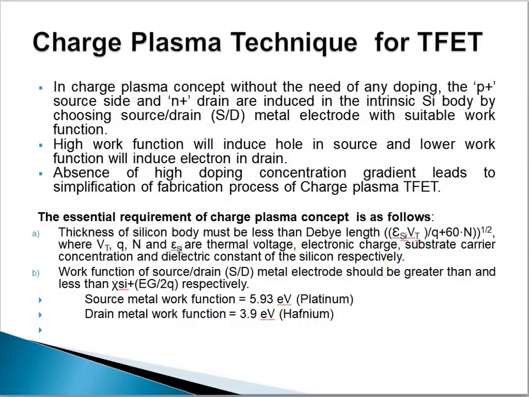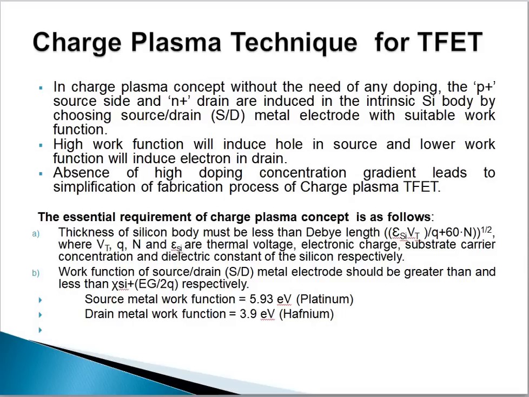Thickness of the silicon body must be less than the Debye length. The formula of the Debye length is the square root of epsilon_si kT divided by q squared N, where Vt is the threshold voltage, Q is the electronic charge, N is the substrate carrier concentration, and epsilon is the dielectric constant of the silicon. Work function of the source drain metal electrode should be greater than or less than the silicon electron affinity plus Eg by 2q respectively.